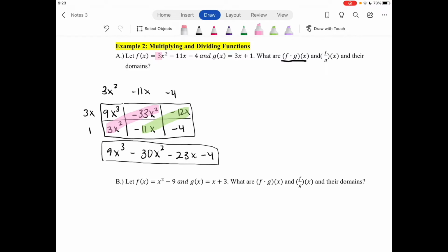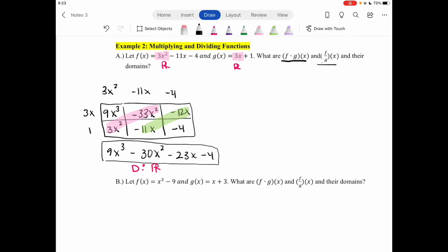Our first function, the key here again is that it is a quadratic with that x squared, and quadratic functions have a domain of all real numbers. The second function is linear, since our highest degree of x is just the first power, which also has a domain of all real numbers, which means the domain of our multiplied function is also all real numbers.